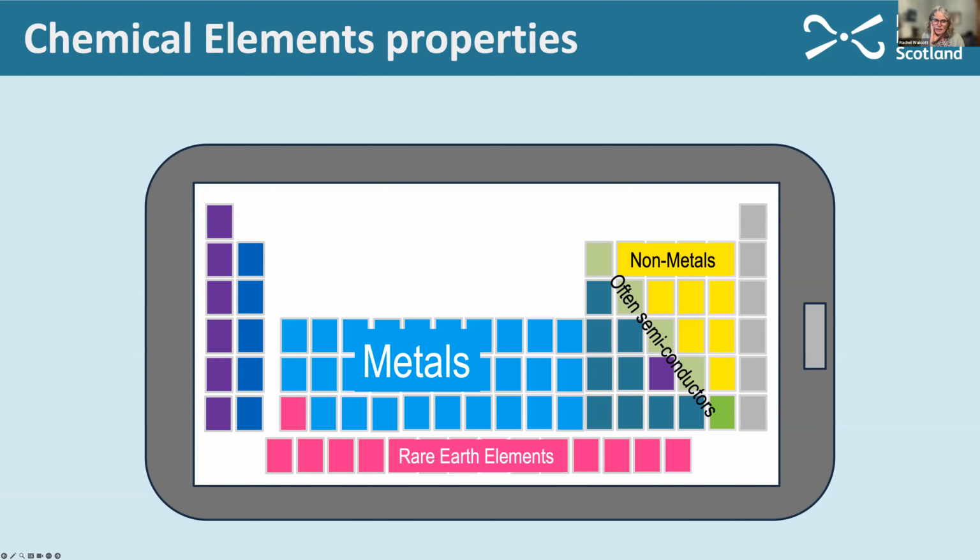And in between are semiconductors. And when it comes to mobile phones, semiconductors are really important because they basically conduct electricity sometimes and don't others. And that means they can work as a switch. And with a switch, you can do lots of different things.